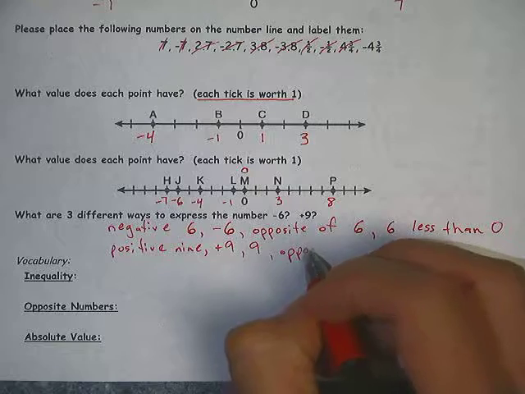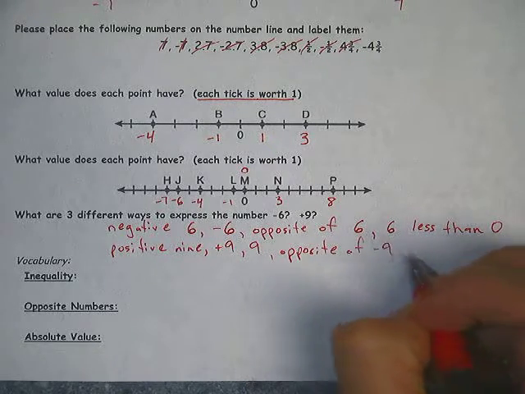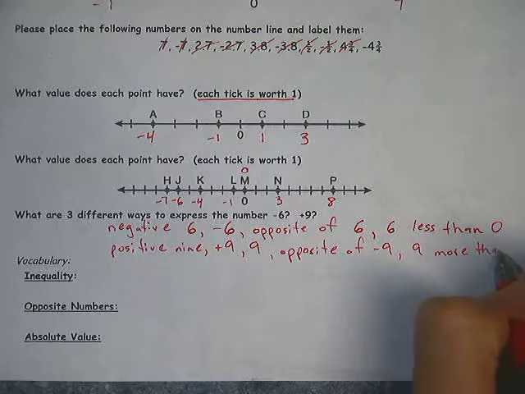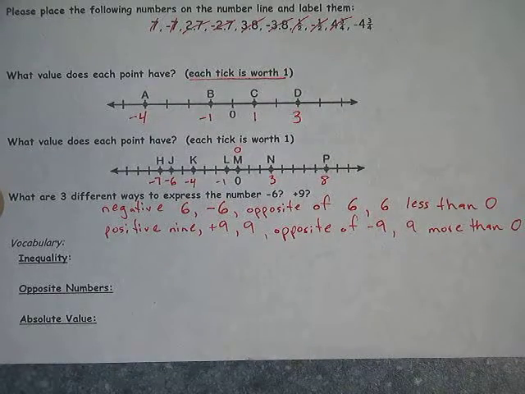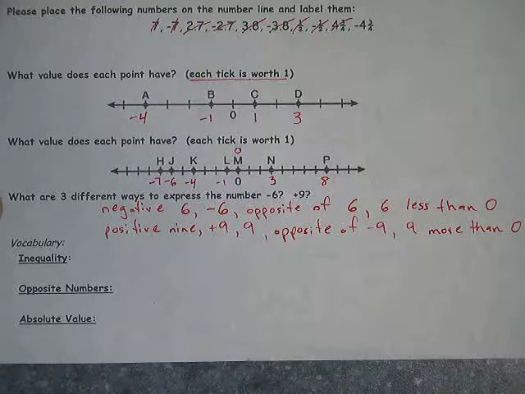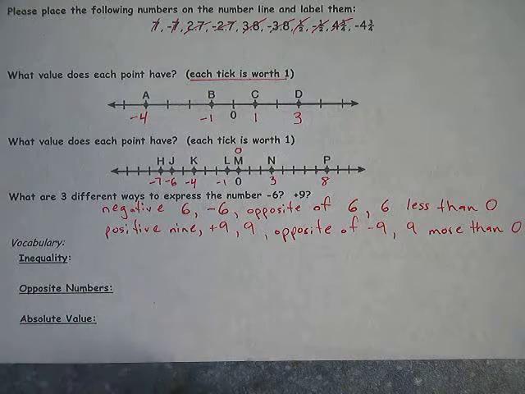How far are they from 0? So +9, you could write out in words. You could write it as +9. You could write it as just 9. We don't have to put the positive sign. We could say it's the opposite of -9. And this is 9 more than 0.